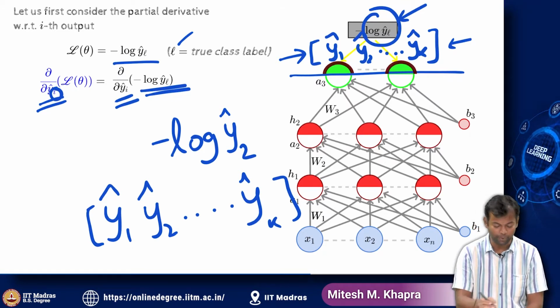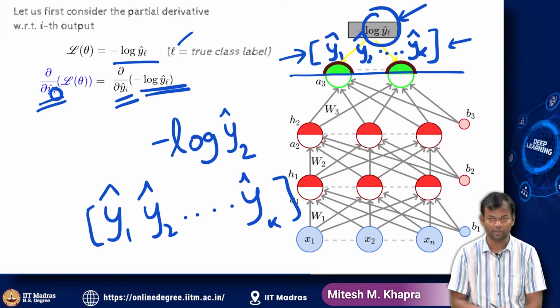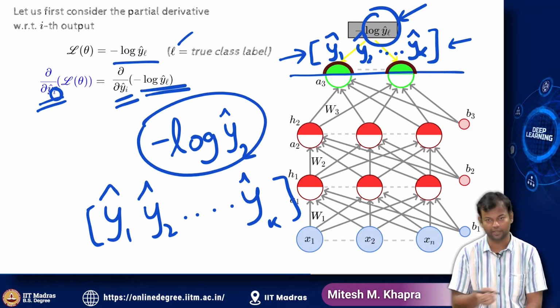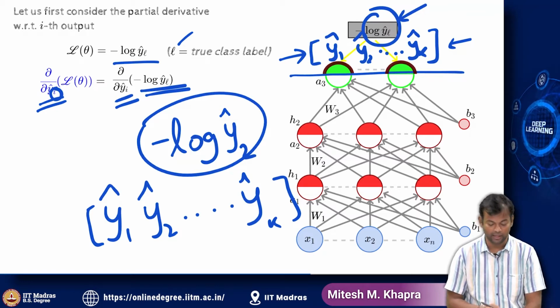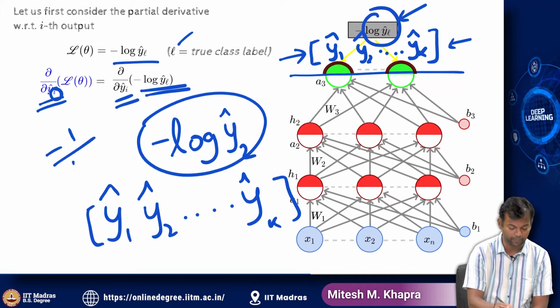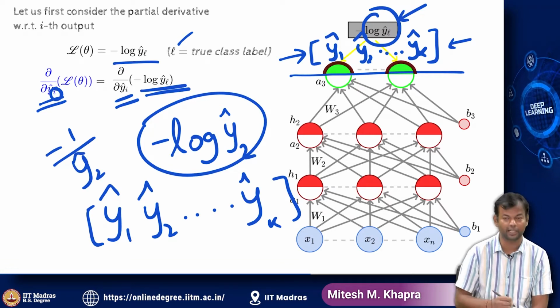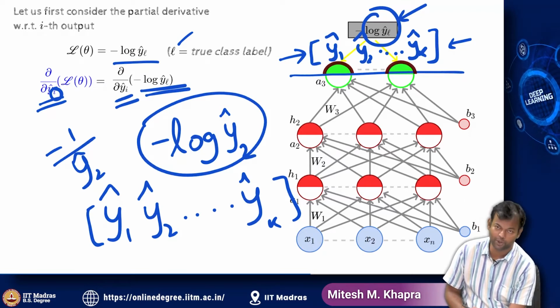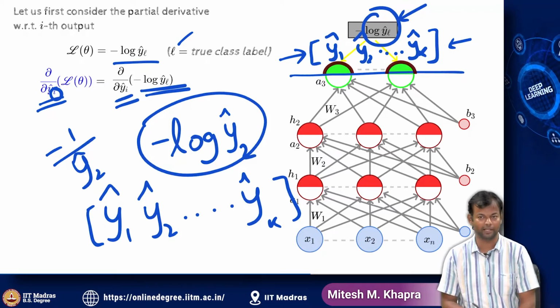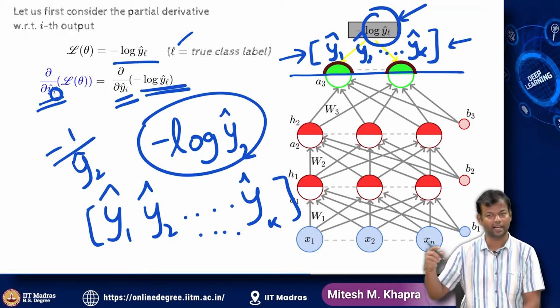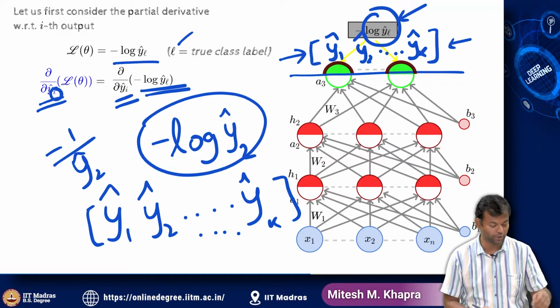If I am trying to compute with respect to y1 hat, of course the derivative would be 0, because this quantity does not depend on y1 hat. There is no y1 hat that shows up here. If I compute with respect to y2 hat, then it would be minus 1 over y2 hat, because the derivative of log x with respect to x is 1 over x. The same thing applies here, with y2 hat instead of x. If I compute with any of the others, y3 hat, y4 hat, up to yk hat, it's going to be 0.